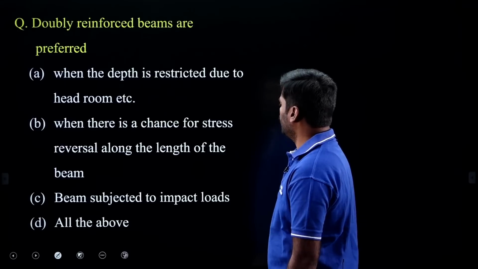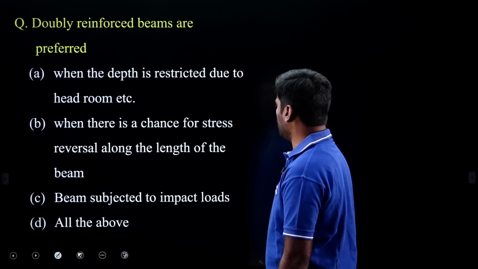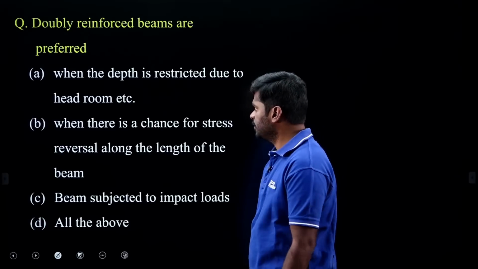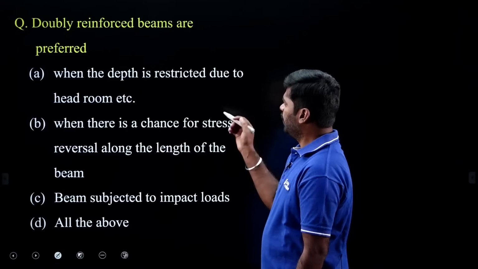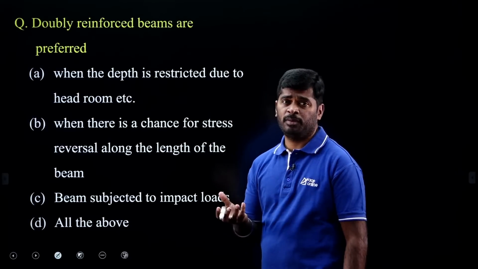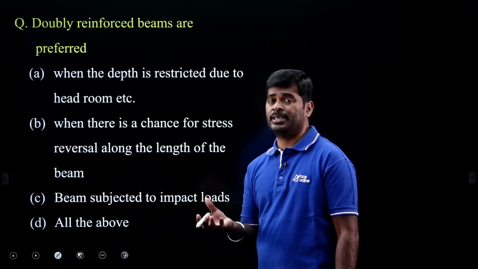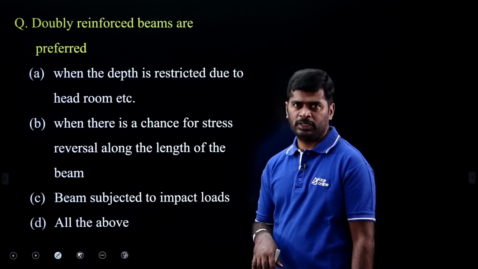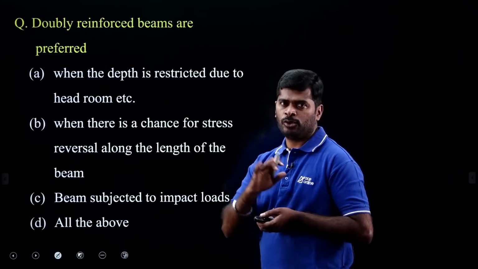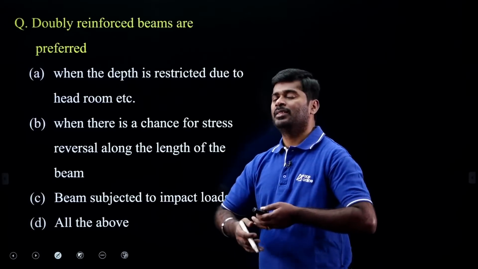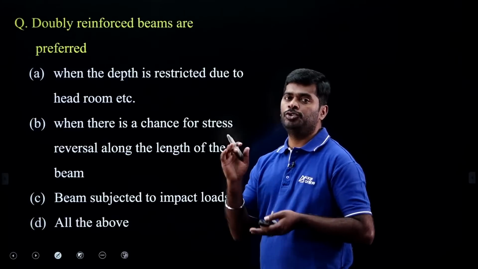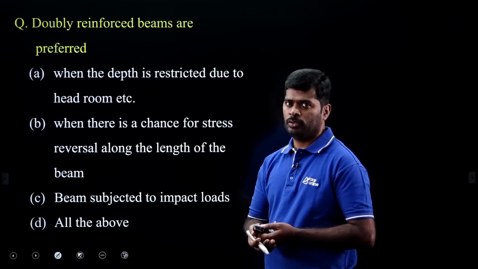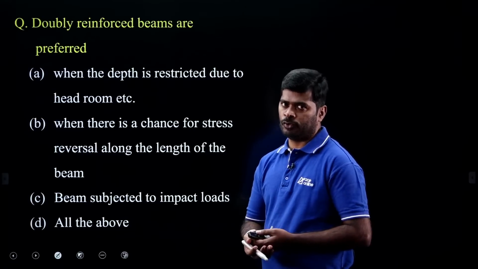B, when there is a chance for a stress reversal along the length of the beam. C, beam subjected to impact loads. My dear, no doubt, whenever the size or depth of the beam is restricted, either from architecture point of view or headroom point of view, concrete area will reduce. So, we need to increase steel area. That increased steel area is distributed in both zones, in tension zone as well as compression zone. Then it will be a doubly reinforced beam, right?